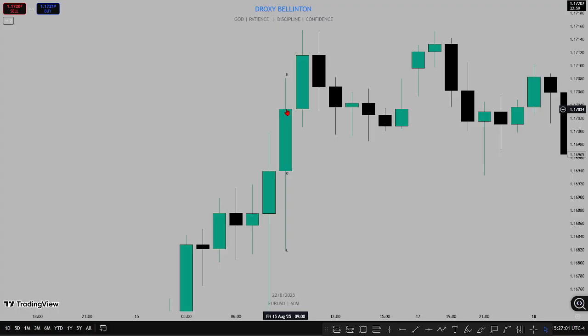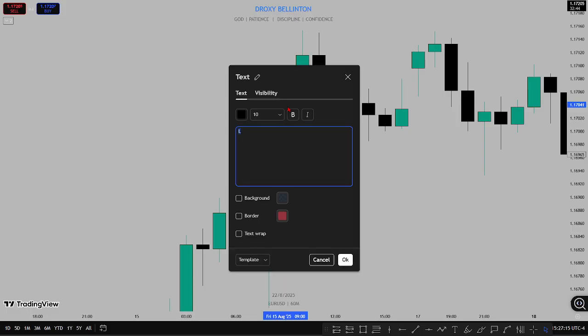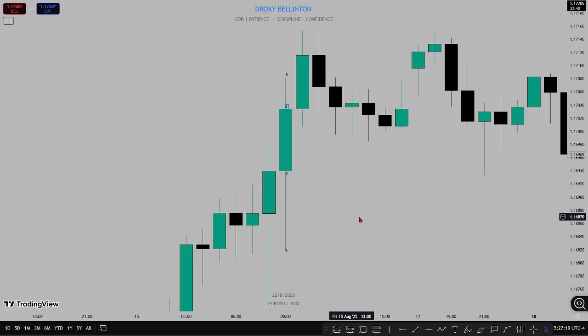So the low is between this wick and the top part of the body, the top part of this body's candle. Okay. So this is where the close will be. That's the close.